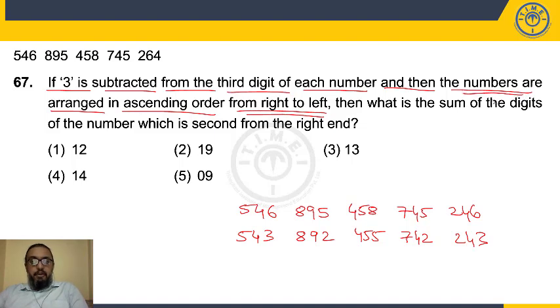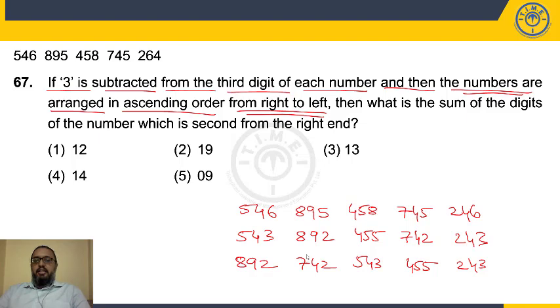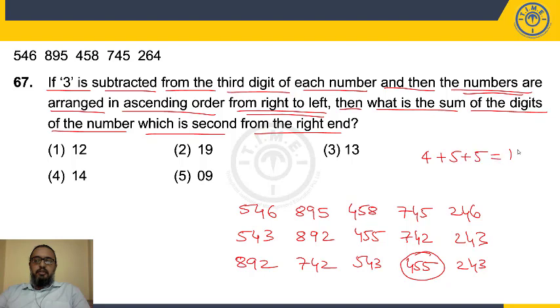Now what is he saying? These numbers are now arranged in the ascending order from right to left. So that means 243 is the least number, comes at the right end, and then you have 455, then you have 543, then you have 742, and then you have 892. So they are arranged in the ascending order from right to left. Then what is the sum of the digits of the number which is second from the right end? Now second from the right end you have 455. So he's asking the sum of the digits. So 4 plus 5 plus 5. So you get 14. So choice 4 is the answer.